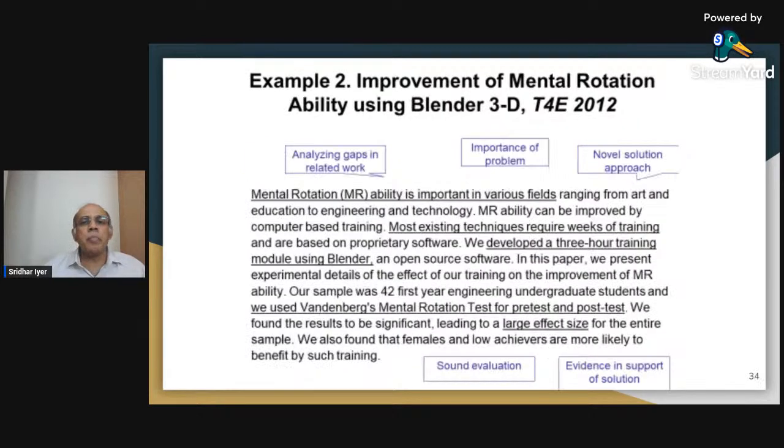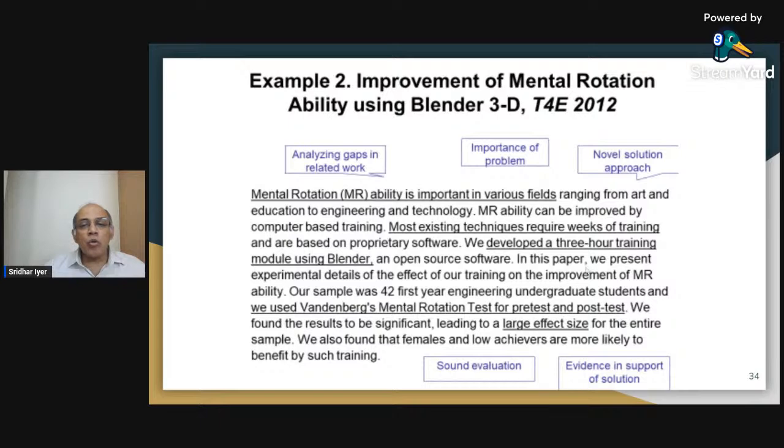Let's look at one more example. This is also more than 10 years old. So here again, mental rotation is important in various fields. It establishes the importance of the problem. And then it talks about analyzing the gaps, where it says most existing techniques require weeks of training, but our training is only a 3-hour training. And then it says that it used Blender, which in 2012 was a novel solution approach.